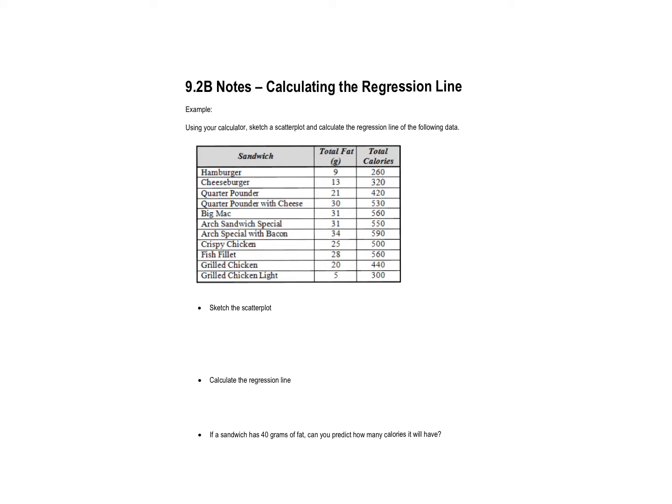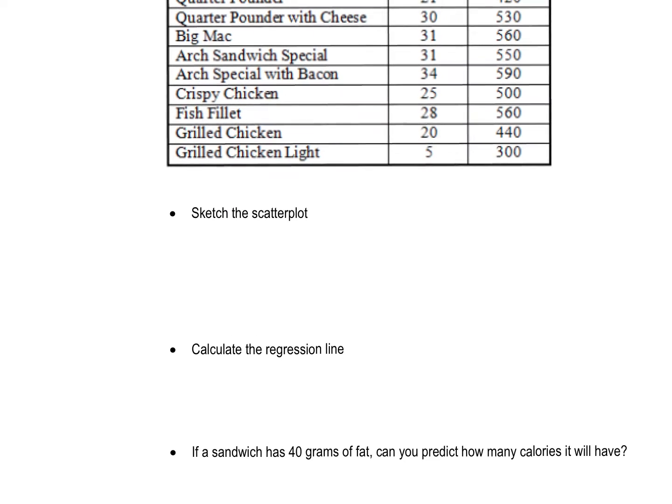Let's go ahead and fill in our sketch of our scatter plot, our equation for our regression line, and do our prediction. So our graph looked like this. On the y-axis, we had total calories right here. The x-axis was total fat right here. Our trend line went something like that. And then all our points, just sketch as best you can where they're located.